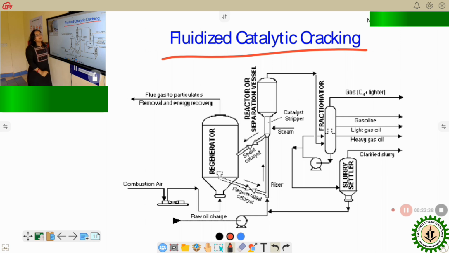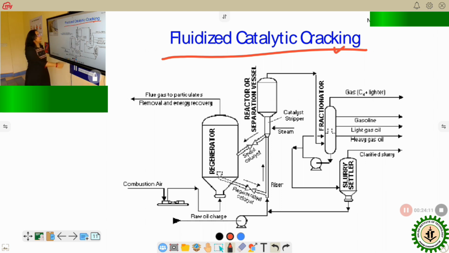If we first take the word cracking, what does cracking mean? Cracking means if we take a very heavy compound, a heavy hydrocarbon, and break it into smaller hydrocarbons, that is known as cracking. Crack means some break has been there, so from there the word cracking has been derived. So cracking means in a refinery we break a higher chain hydrocarbon into a lower chain hydrocarbon. This is what the word cracking signifies.